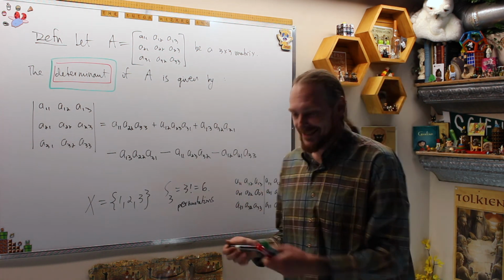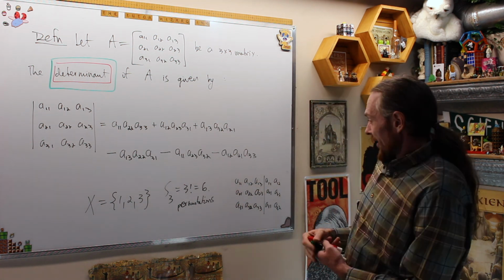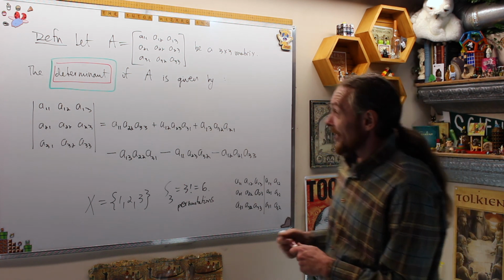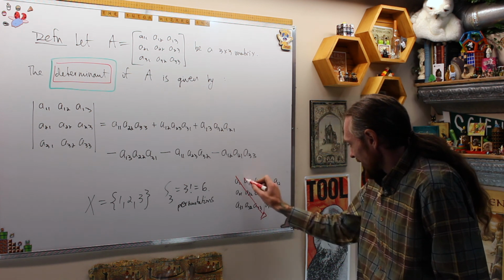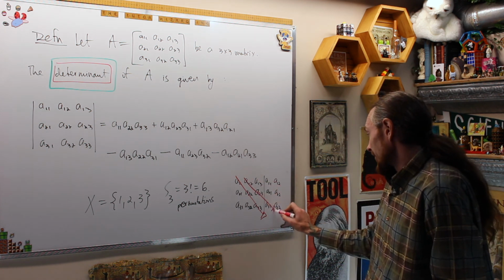Okay, I need some markers. Wizards have stuff in their pockets. I need a couple of markers to do our color coding again. What we're going to do is, I'm going to do just like the 2 by 2 determinant. I'm going to draw some arrows for a second, and then hopefully I can enlighten what's going on here.